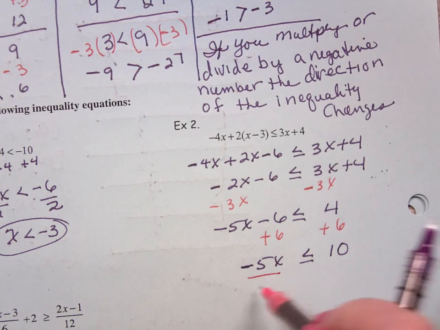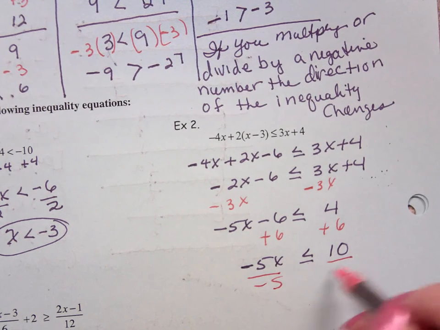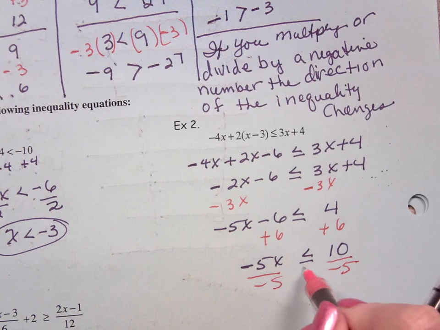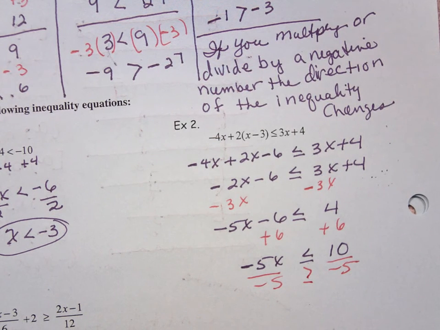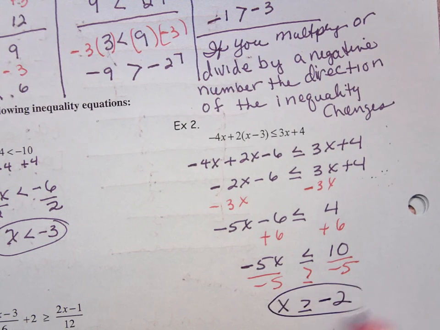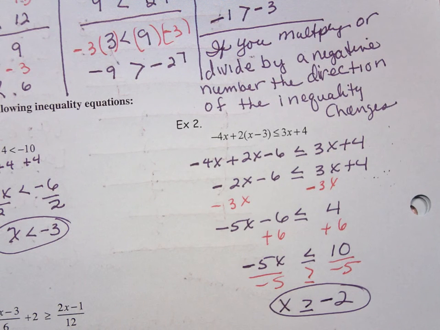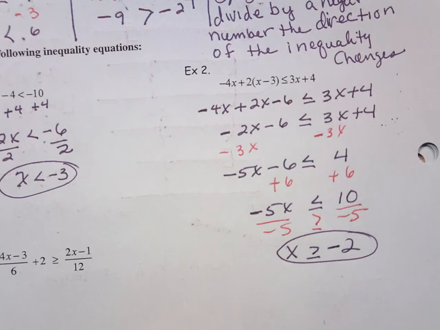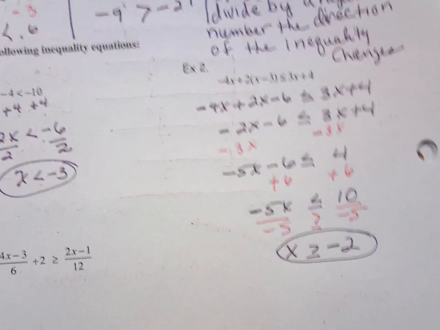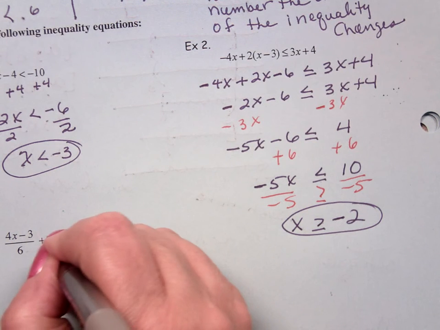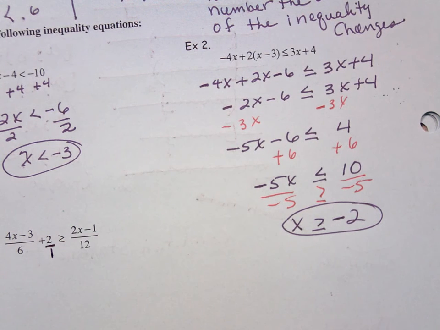Divide both sides by minus 5. What happens? It's going to flip the inequality, right? Because I divided by a negative. Adding and subtracting doesn't hurt anything. Dividing and multiplying can. Oh, here's one of these things that's got a fraction. I'm going to put that guy over 1.